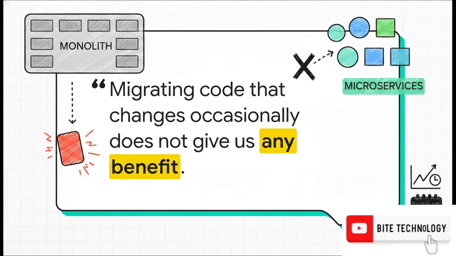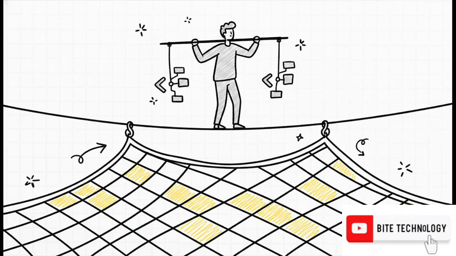This quote really hits the nail on the head. Migrating code that changes occasionally does not give us any benefit. Think about it. If you have a module sitting in your monolith that works perfectly fine and only requires an update once every few years, spending precious engineering resources to separate it into a microservice right away is a total waste of time. Instead, focus your incremental migration on the squeaky wheels, the modules that change constantly and cause the most friction. By doing this, your deadlines stay manageable. If an estimation for one single microservice is off by a couple of weeks, it's not a disaster. Everyone remains stress-free.